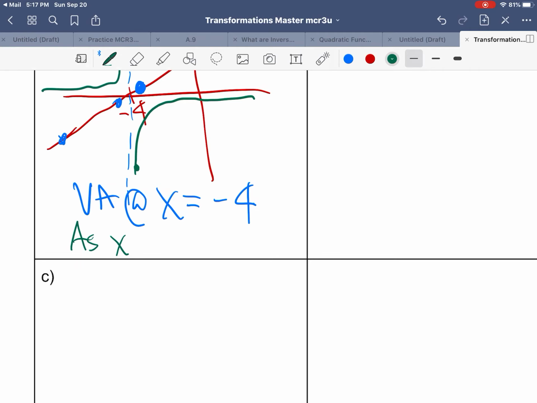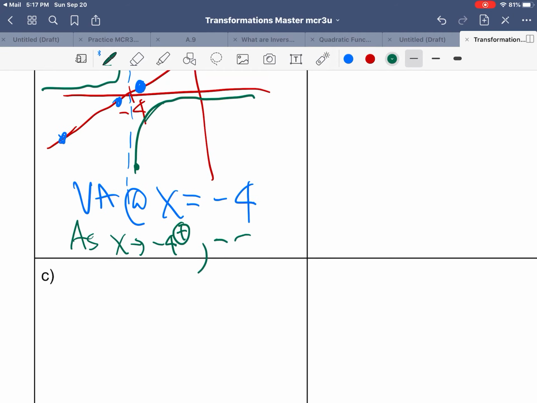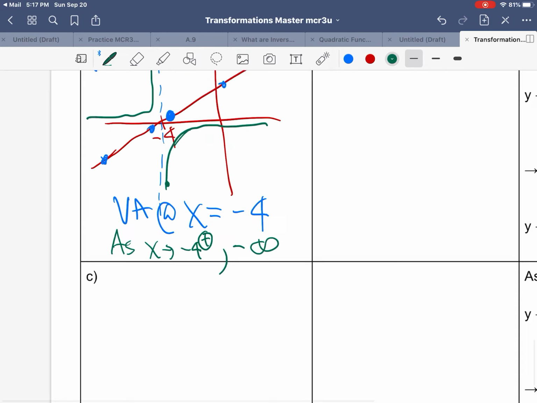as x approaches negative 4 on the positive side, so as we get very, very close, if you look at the graph, I'm getting closer and closer to negative 4 from the right side. That's the positive side. The y value gets down further and further, and in fact approaches negative infinity. That's describing the behavior near the asymptote. And this is exactly how we'll describe behavior in grade 12.